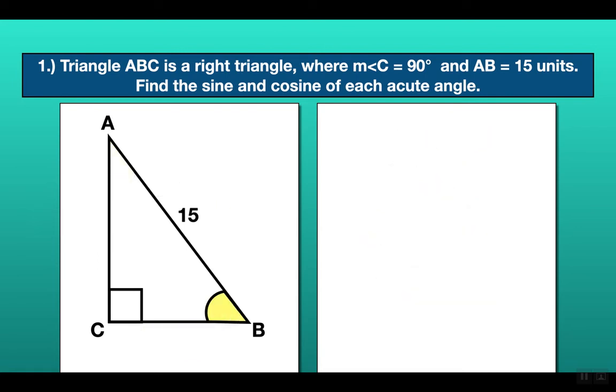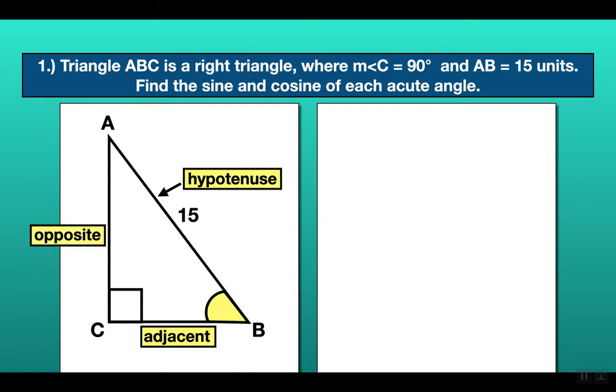From the point of view of angle B, the hypotenuse stays the same. The hypotenuse never changes because it's always the side opposite the 90-degree angle. However, the opposite and adjacent sides are going to change now because we're looking at it from the point of view of the other acute angle, angle B. So from the point of view of angle B, the adjacent side is side CB because it's the only other side that's touching angle B. And the side all the way across from angle B, which is not touching angle B at all, is our opposite side, side AC. Now let's find the sine and the cosine of angle B.